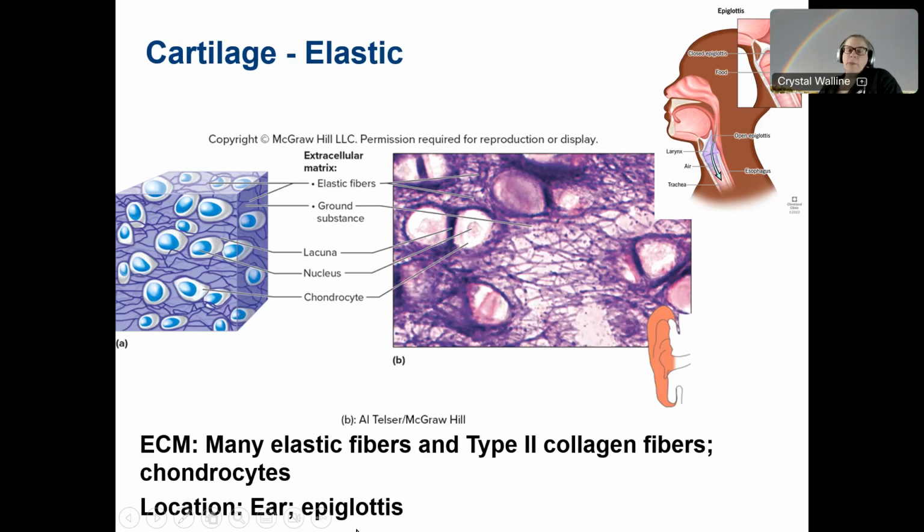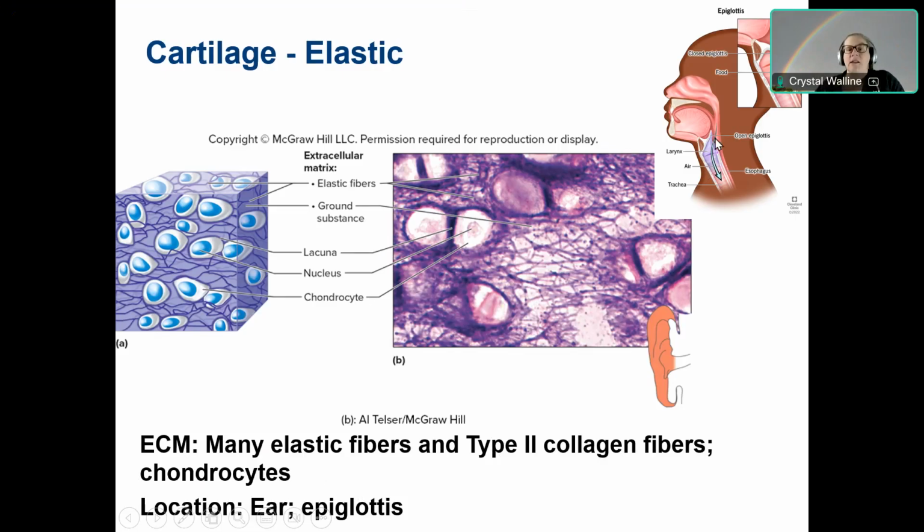Our second example of cartilage is elastic cartilage. Elastic cartilage contains a lot of elastic fibers in it, which are those stretchy fibers. And it's still pretty abundant in collagen, but it's a different type of collagen known as type 2 collagen. And we still see the main cell being the chondrocyte. There's only two places in the body that you find elastic cartilage, and that's the ear and the epiglottis.